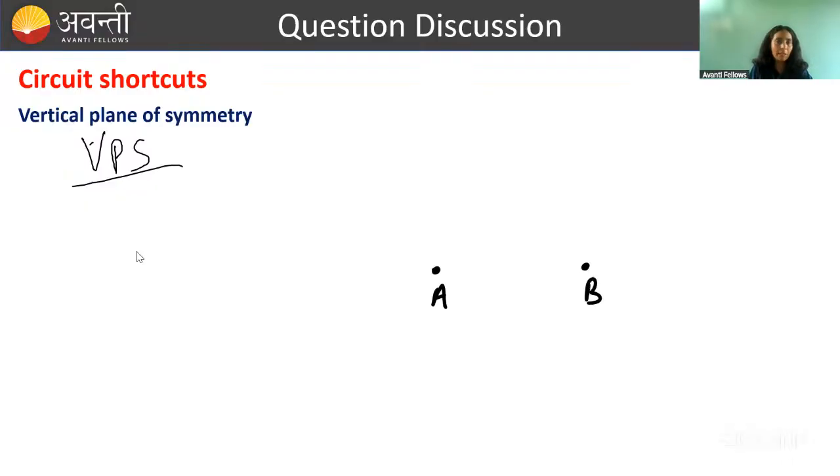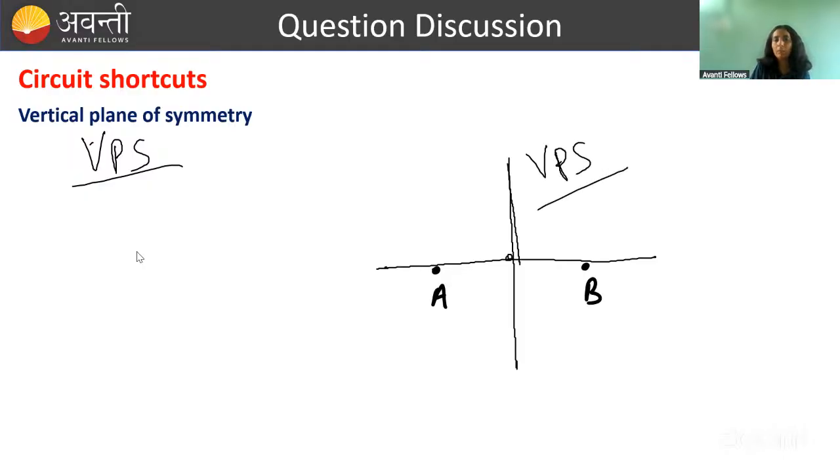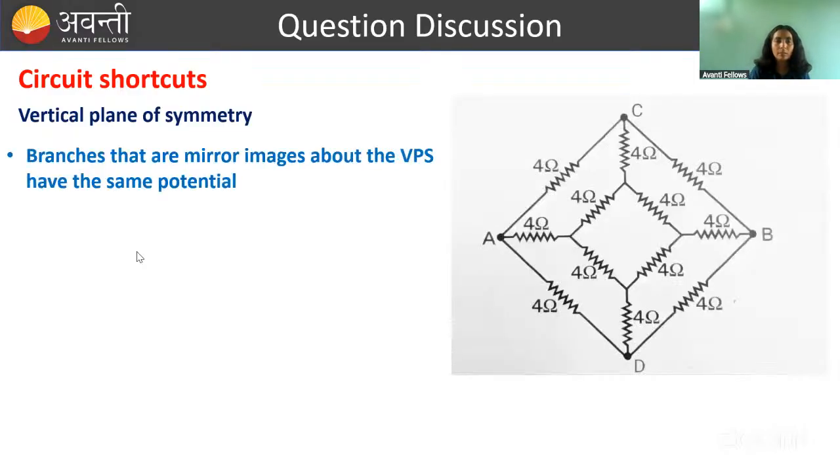Suppose across A and B you have to calculate R equivalent. First you will draw the line like this, AB. This can be a horizontal plane of symmetry if one portion, the upper portion, is the mirror image of the lower portion. This we have already learned. After that, if this is a horizontal plane of symmetry, you can draw a perpendicular bisector on it. So I drew the perpendicular bisector. This perpendicular bisector can be the vertical plane of symmetry. Now we will see what the requirements are.